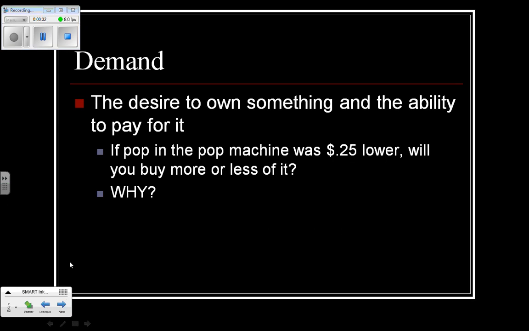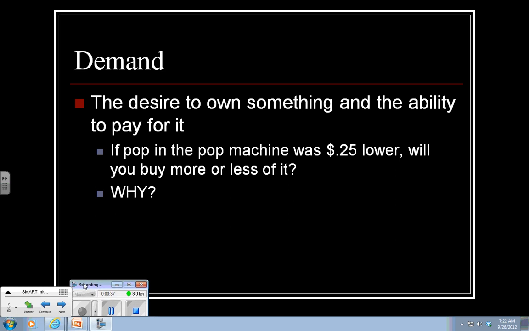So in order to do that, we need to look at a couple different terms. Okay, the first one is demand. You have to meet a couple specifications in order to really demand something. Okay, you have to desire to own it, so you have to want to own it, and you have to have the ability to pay for it.